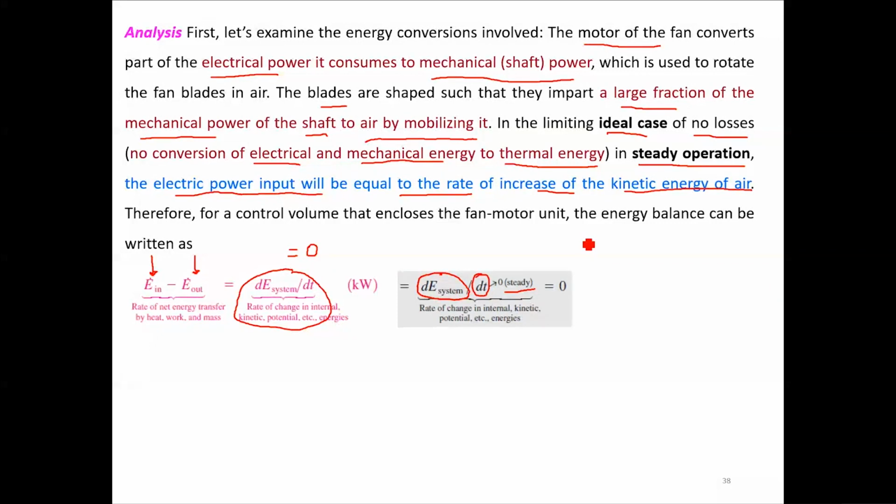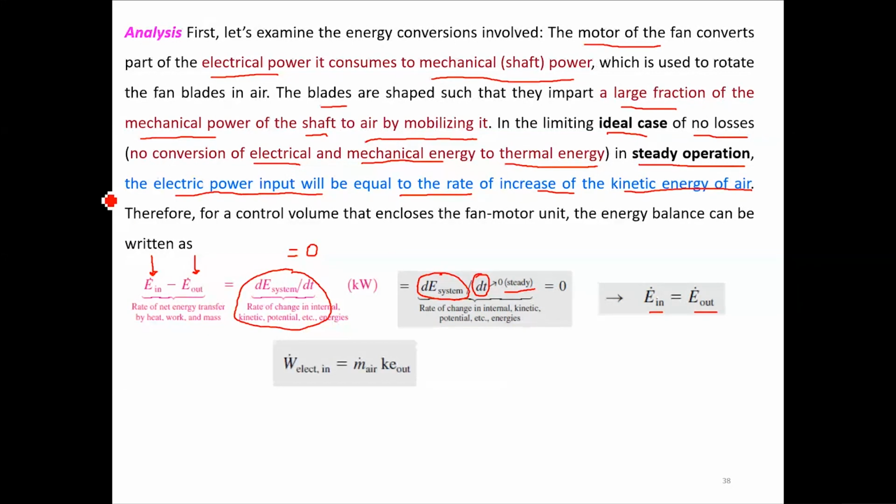So what you will essentially have is that the power coming into the system is consumed by the kinetic energy of the air. Is this point clear? What we discussed is that the power coming into the system in terms of electrical power is equivalent to the power imparted to the kinetic energy of the air molecules.